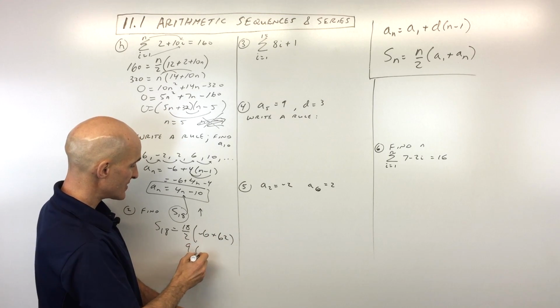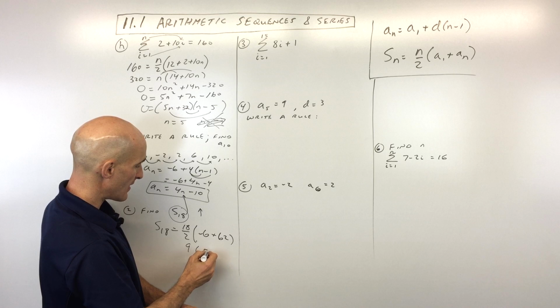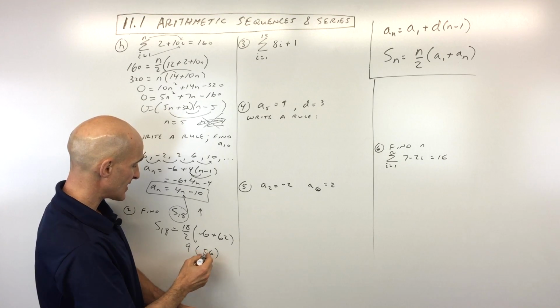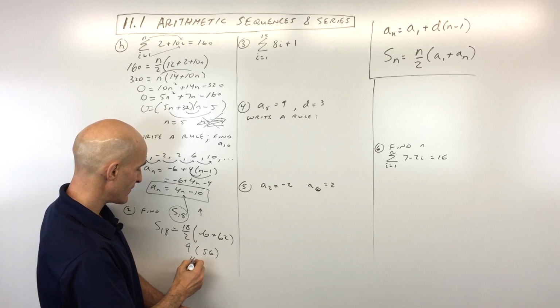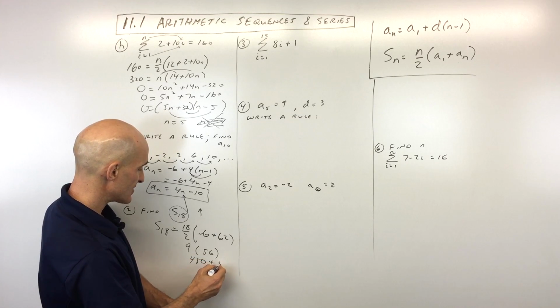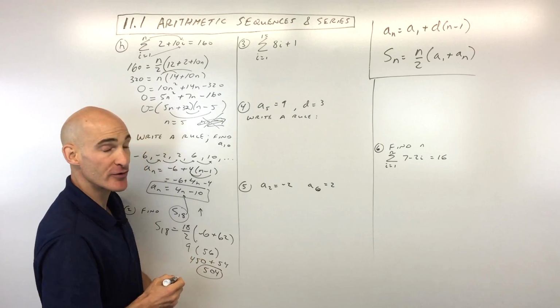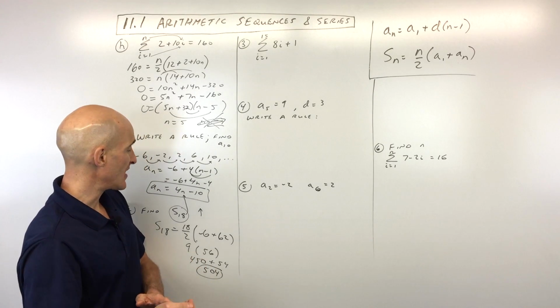So 18 divided by 2 is 9. This comes out to 56. Is that right? Okay, and then 9 times 50 is 450, and 9 times 6 is 54. So it looks like we're coming out to a sum of 504. Okay, so that's the key for that one.